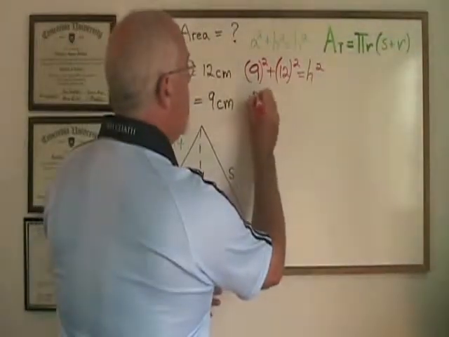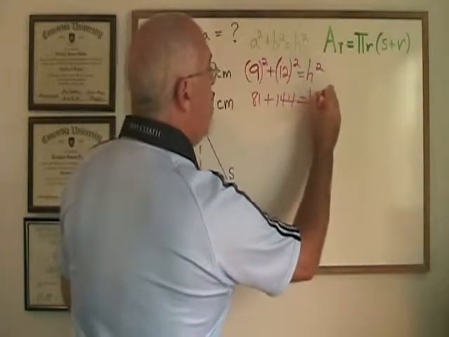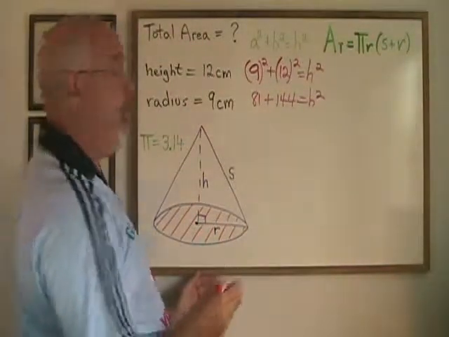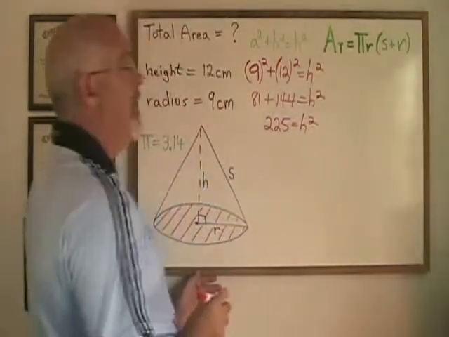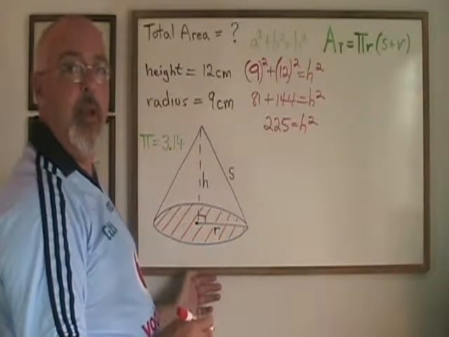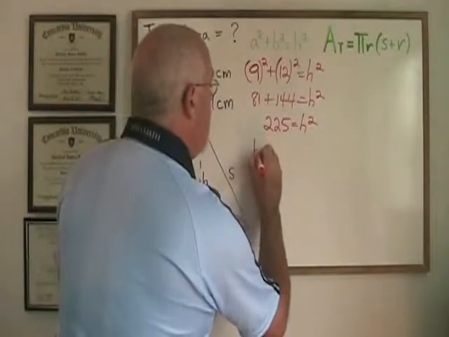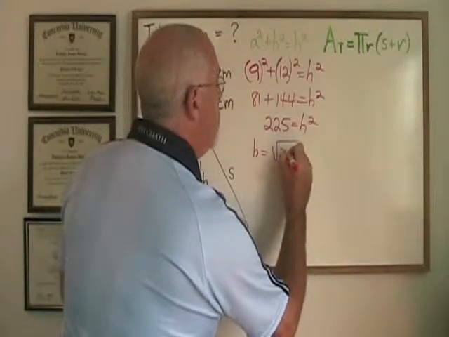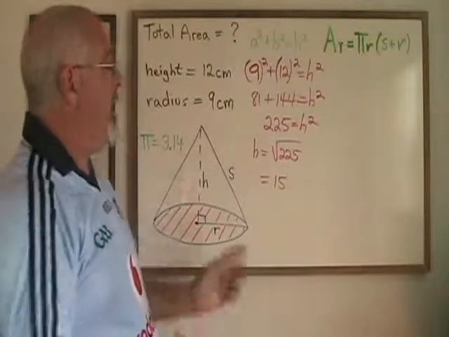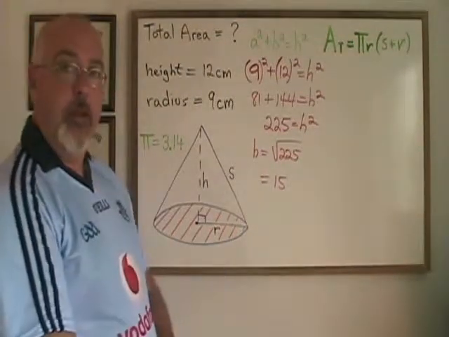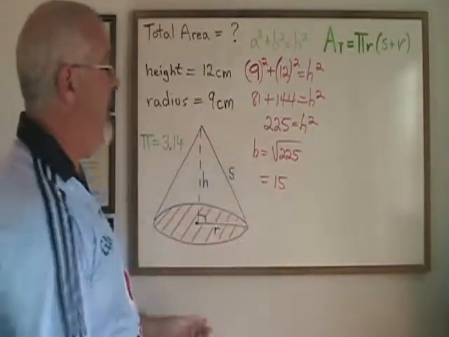9 squared is 81, 12 squared is 144. 81 plus 144 is equal to 225. But we need h, not h squared. If h squared is equal to 225, h is going to be equal to the square root of 225, which is 15. The hypotenuse of the right triangle is 15 centimeters in length, and that means our slant height is 15.